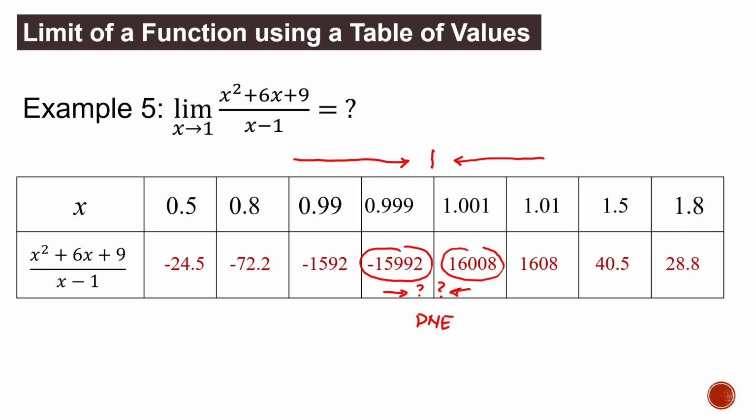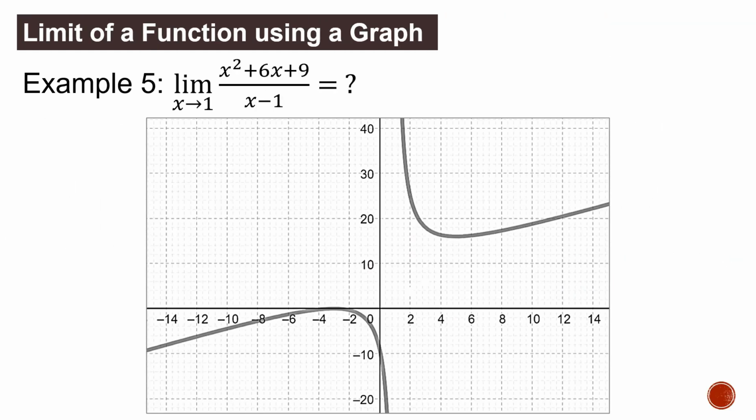Now let's check the graphical representation of this. There you go. From the left side it is going this way, so that value is we don't know. From the right side it is going this way, and that y value is we don't know. So clearly the limit of this function as x approaches 1 does not exist.